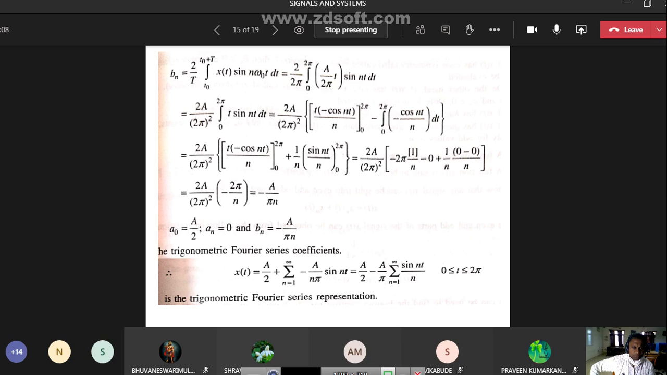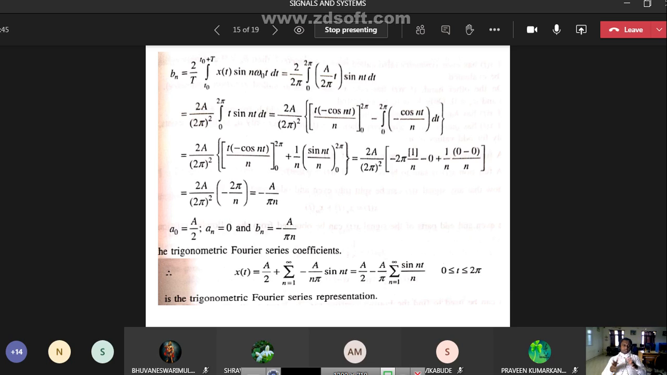Omega naught is already 1. So therefore sin nt divided by n into this a pi. Actually this minus a by n pi is what? bn. The minus sign came here because of this bn. Okay, a0 plus sigma n is equal to 1 to infinity an cos n omega naught t plus bn sin n omega naught t. Since an is 0, all the cosine terms become 0, only sine terms remain. The coefficient of the sine term is minus a by n pi.